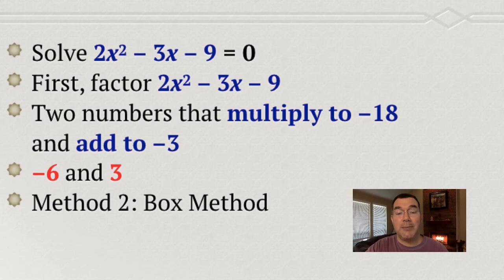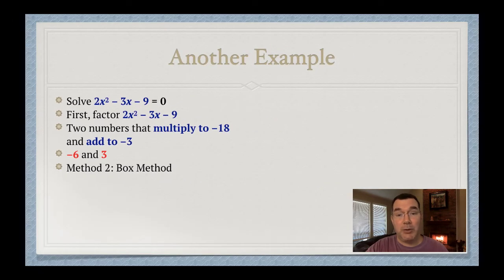Those two numbers are negative 6 and positive 3. Okay? So the second method I'm going to use to factor this is the box method, which we've talked about in a previous chapter. So I set up the box and I put 2x squared in the top left and negative 9 in the bottom right. And then I use the negative 6 and the 3 that I found to split that negative 3x into two parts. And those two parts become 3x and negative 6x.